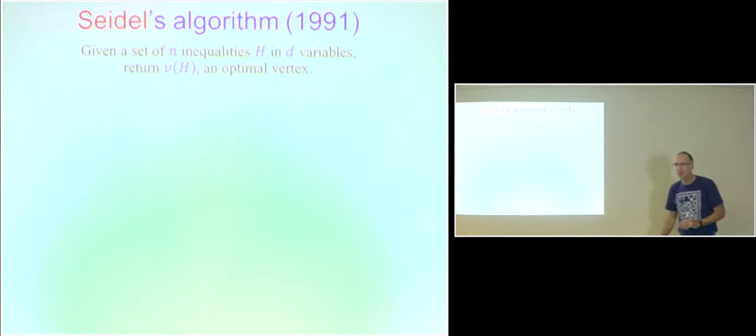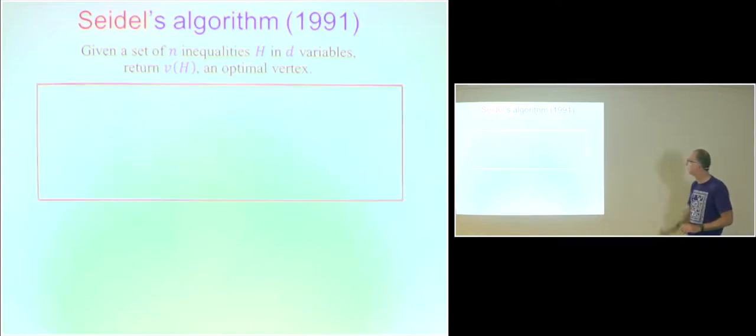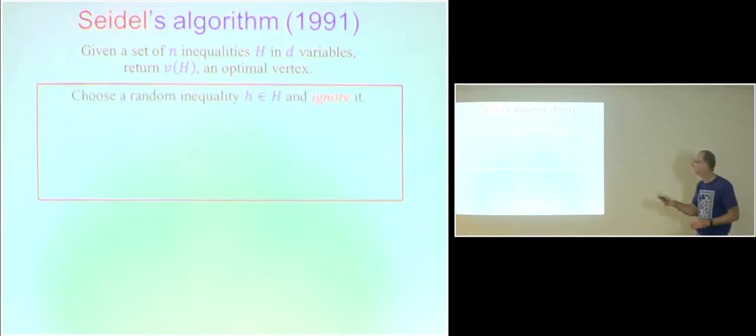Okay, so let's start with a really nice algorithm of Seidel from 1991. We have a set H of n inequalities in d variables, and we want to find the optimal solution, v of H, an optimal vertex. In this algorithm, we still don't look at bases, and this is why we'll be able to improve this algorithm later if we also consider bases during the operation of the algorithm, not just solutions. All the algorithm would fit here, so it cannot be too complicated, right? This is what Seidel bravely does.